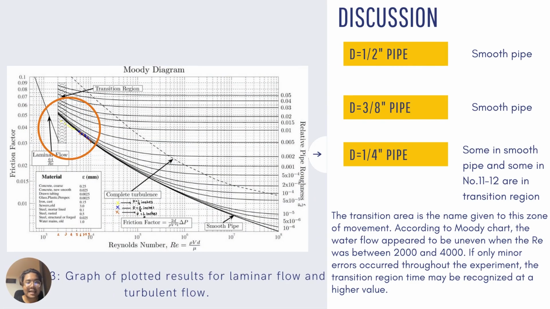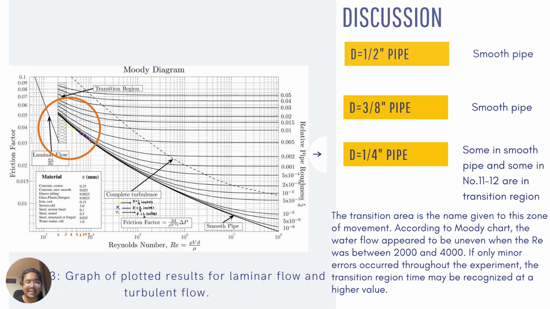And this is the discussion when we plot into the Moody diagram. We can see that the 1/4 inch pipe is a smooth pipe, and some will be in the smooth pipe region and some will be in the transition regions.